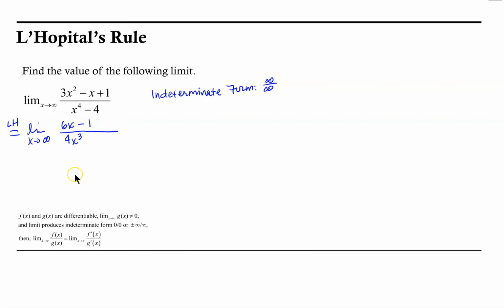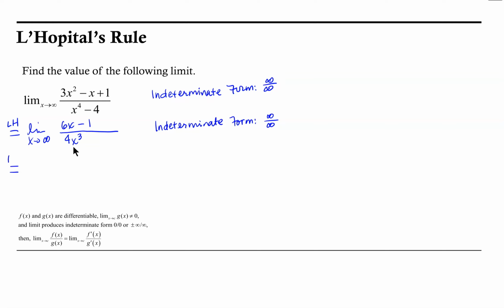Now, as we consider this limit, notice that the numerator is a linear function with a positive slope. So as x approaches infinity, my numerator will approach infinity. And my denominator, as x approaches infinity, will approach infinity as well. So we again have an indeterminate form of infinity over infinity. So this new limit is eligible for applying L'Hopital's rule again.